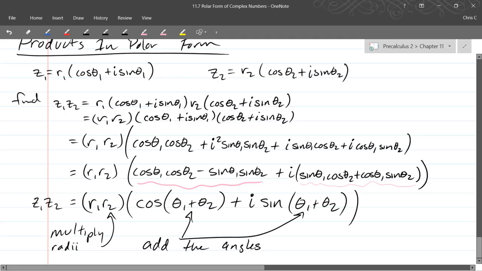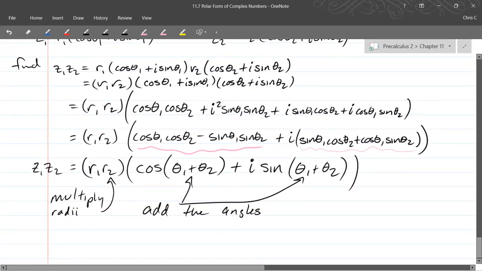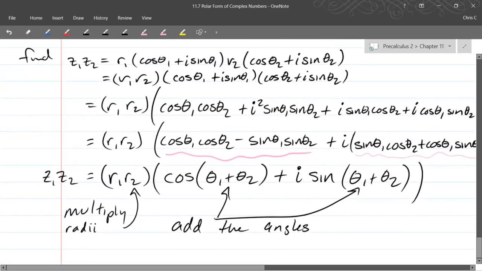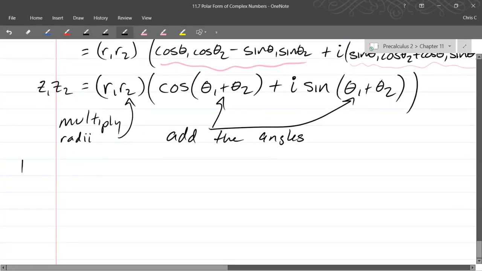Let's go in Euler form and see what we get. It'll be a lot faster. And we better get the same thing, or else the two forms are not the same. So if we don't get the same result, the two forms are not going to be the same. So Euler form, we have the same numbers, except we write them in r e to the i theta notation.